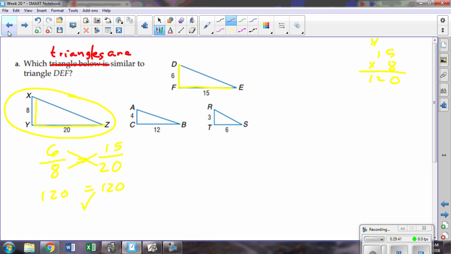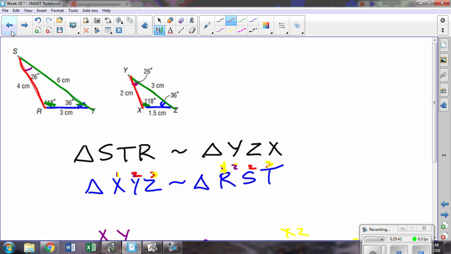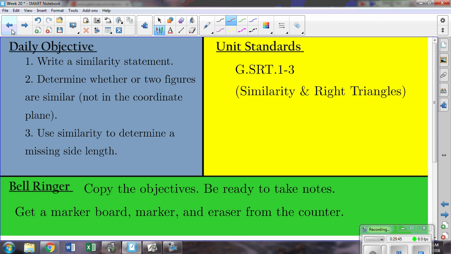Thus, we've finished up with our focus today. We saw how to write and understand a similarity statement. We saw how to figure out if shapes are similar using a scale factor or using a proportion, and then we took those two strategies of proportions or using scale factor to find a missing side length when you have similar figures already.